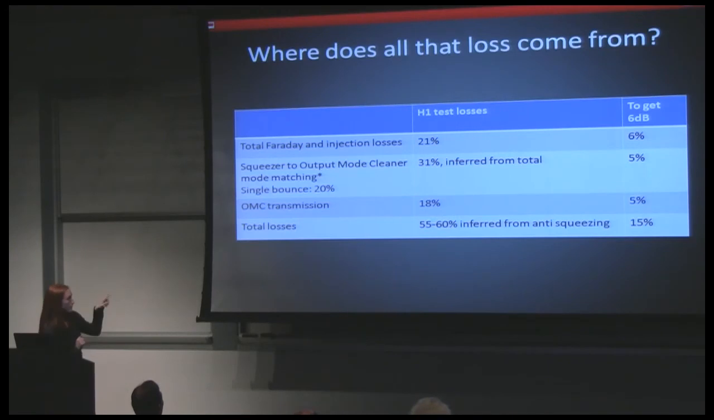So we infer from our total losses the mode mismatch, and then we get about 30% mode mismatch. So if you wanted 6 dB detected, you would have to reduce all of these losses down to something around 5% to get your total losses under 20%.